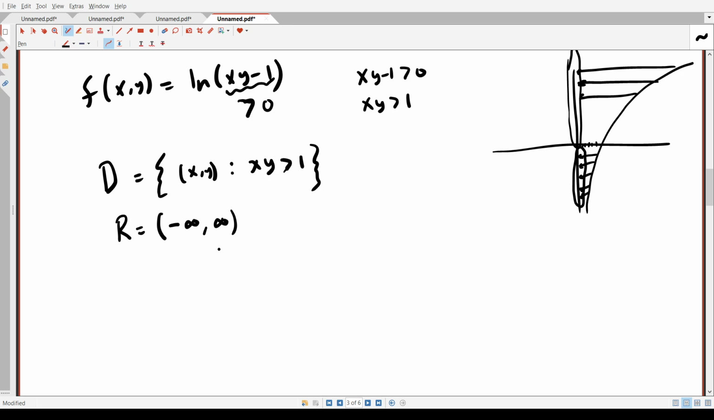Okay, so let's look at the domain. Let's do this again. What do you guys think? Open, closed, both, or neither?